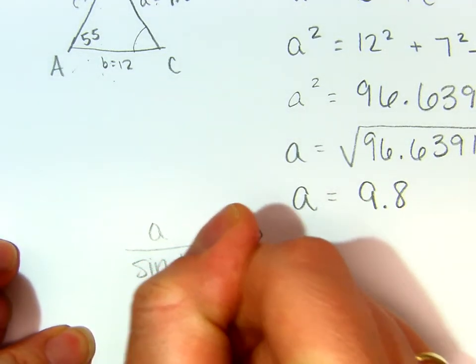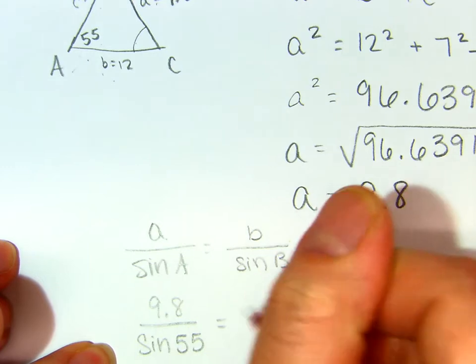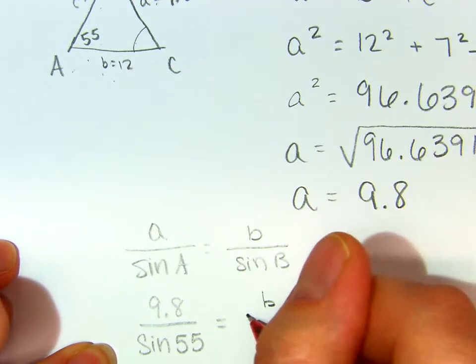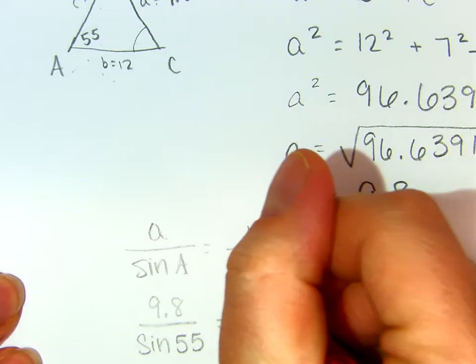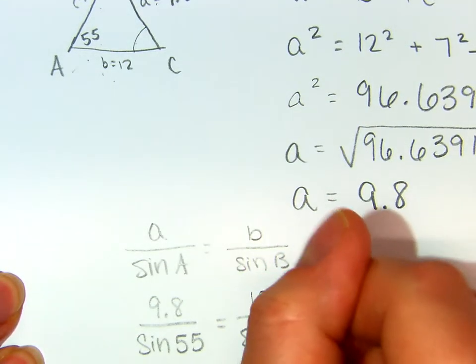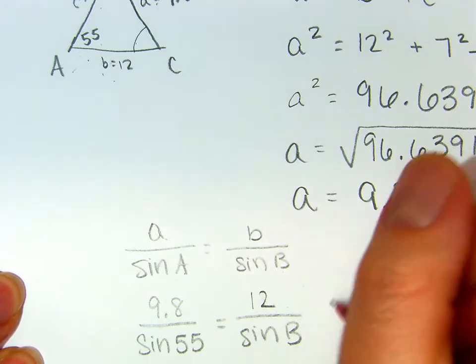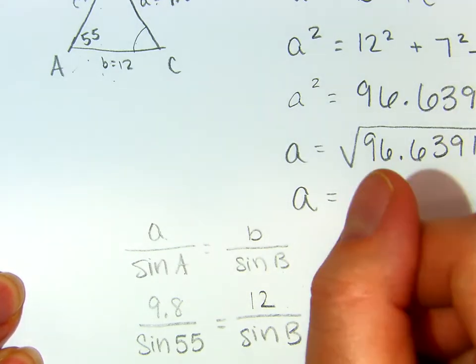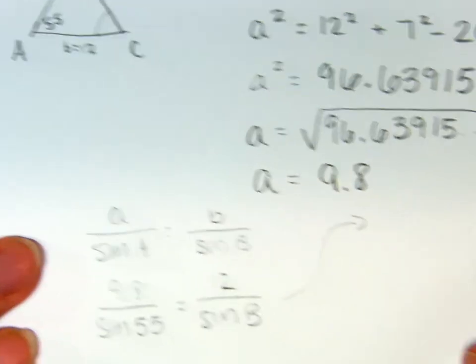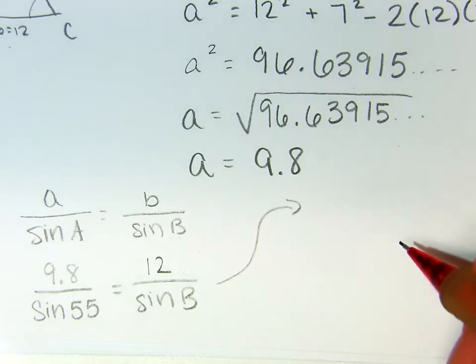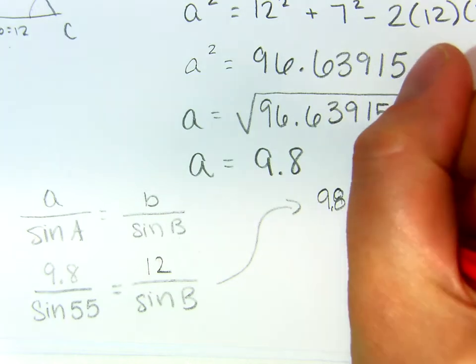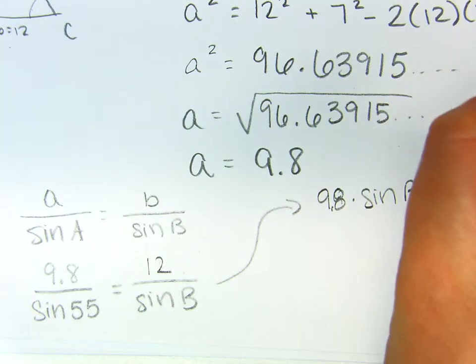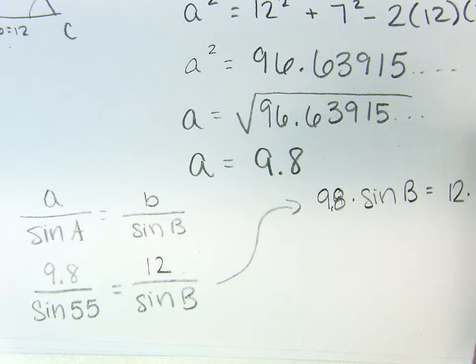Angle A is 55, so I'm going to do sine of 55 equals side B is 12. And angle B I don't know, so I'm just going to put sine B. So you want to cross multiply. I'm going to go over here. So I would have 9.8 times the sine of B equals 12 times the sine of 55.